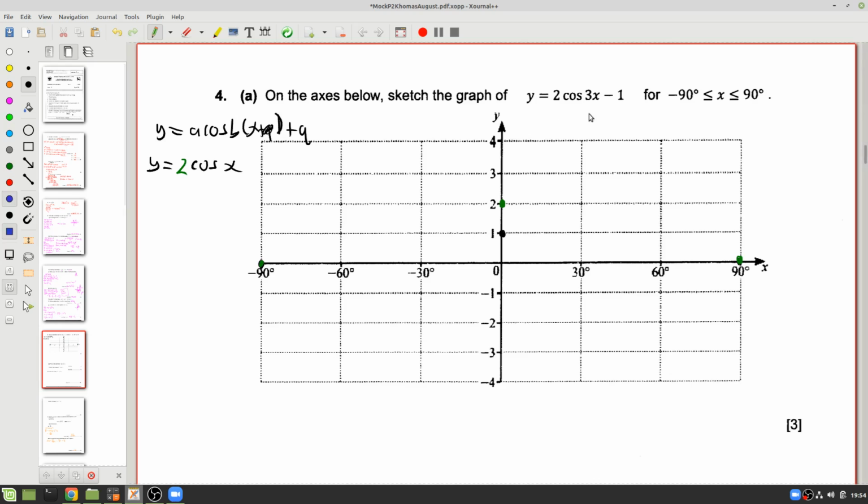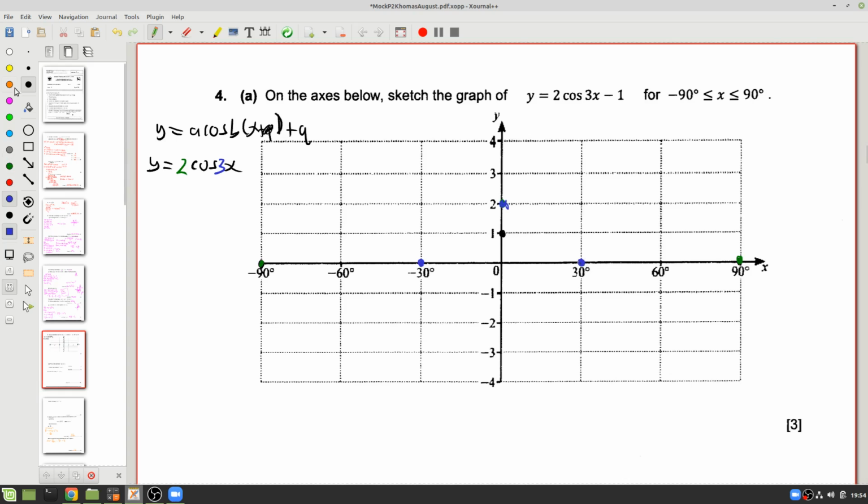Then let's have a look at the next one. That'll be the 3 here. So cos 3x. What we do there is we divide each x value by 3. So negative 90 divided by 3 is negative 30, 0 divided by 3 is 0, and 90 divided by 3 is 30.